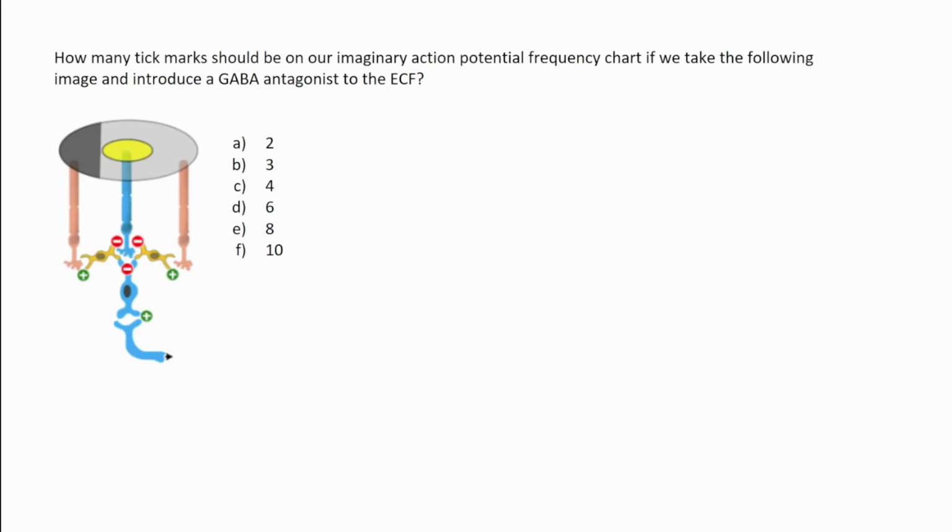The first thing to notice with this problem is that we have an on-center, off-surround setup. On-center. There's two ways that we know that. The first is that the center is colored yellow. The second is this node right here.